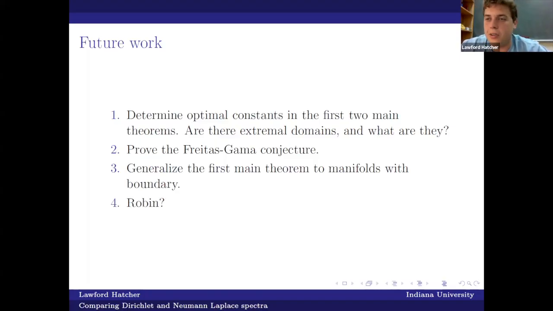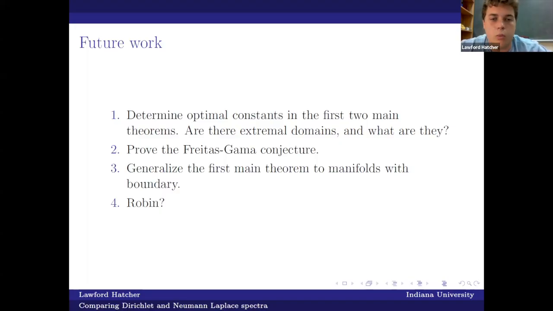And then finally, I think another interesting line of questions could come from thinking about Robin boundary conditions. That's usually the next step in spectral geometry after you prove a theorem: can I prove a Robin version of it? It's hard to make conjectures about the Robin case because you also want to conjecture what the role of the Robin parameter is. So there's a whole new parameter to talk about when you're asking such a question.